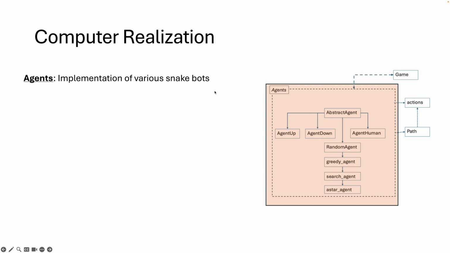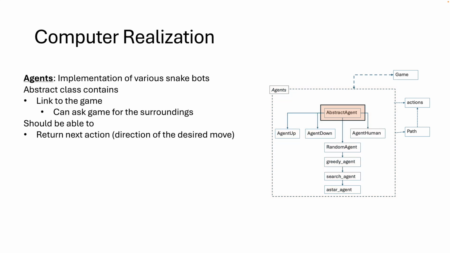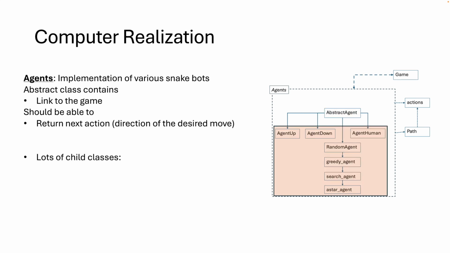Probably the other very important class for the game is agent. This is the implementation of various snake bots. The first class, an abstract class, is agent. It is actually very simple. The only property that it contains is a game that will be used to ask the game for surroundings. And the only method that it has, it should be able to return the next action, which is the directional next desired move. This class has a lot of children.